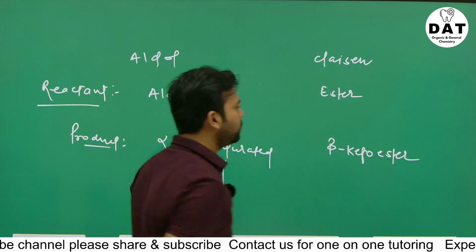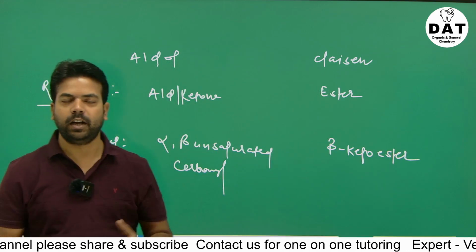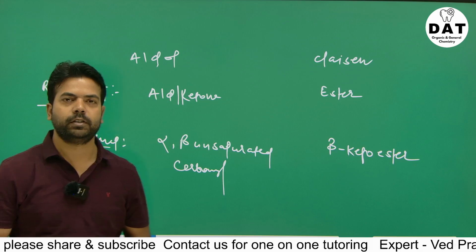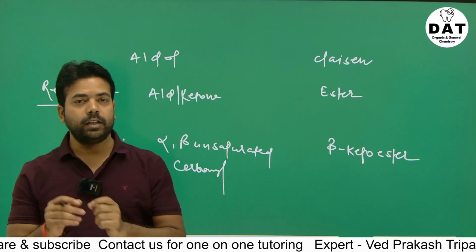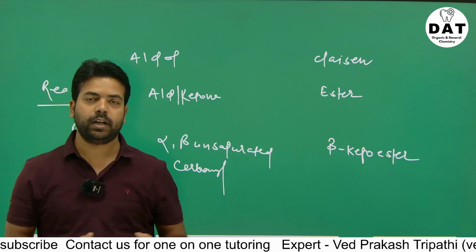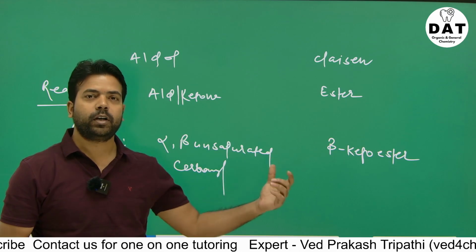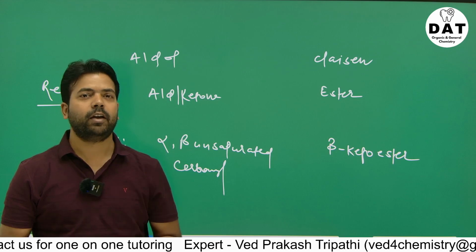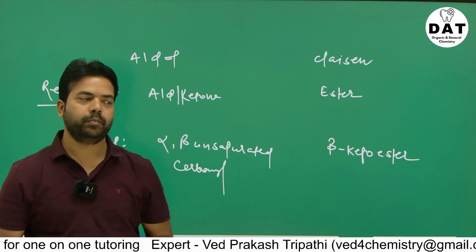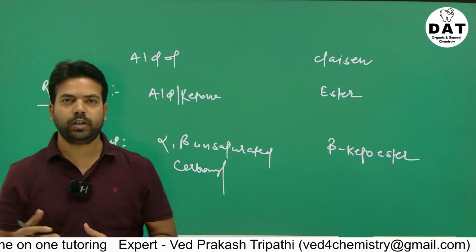So most of the students struggle with aldol and Claisen. So this is the basic difference. Aldol always has aldehyde and ketone as a reactant, and Claisen always has ester as a reactant. The aldol final product is an alpha beta double bond containing carbonyl, while Claisen gives a beta keto ester. Makes sense? So this is all about aldol and Claisen.